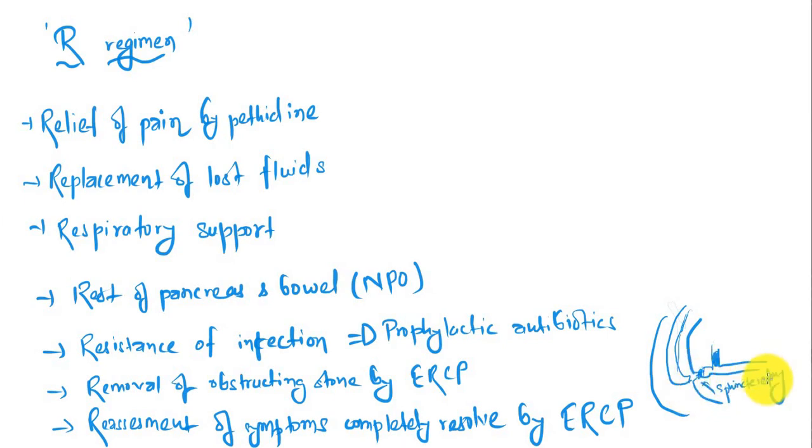First we do sphincterotomy, and after that we shoot, and there is something called a Dormia basket which will crush the stones. The stone is crushed by the Dormia basket. So this is ERCP, but ERCP is only indicated when there is obstructive jaundice or cholangitis. Otherwise it is contraindicated unless it is therapeutic. We can't do ERCP for diagnostic purposes, because ERCP itself can induce acute pancreatitis.